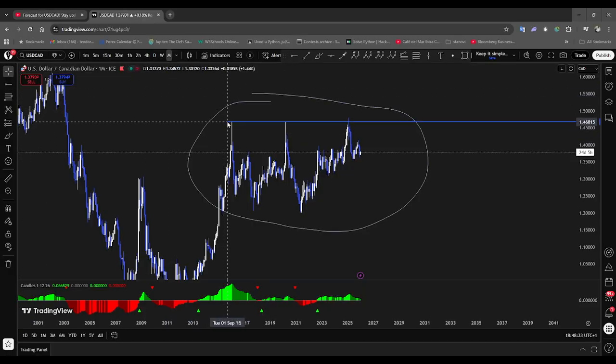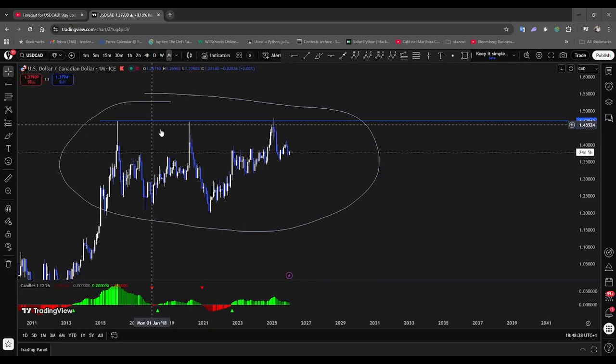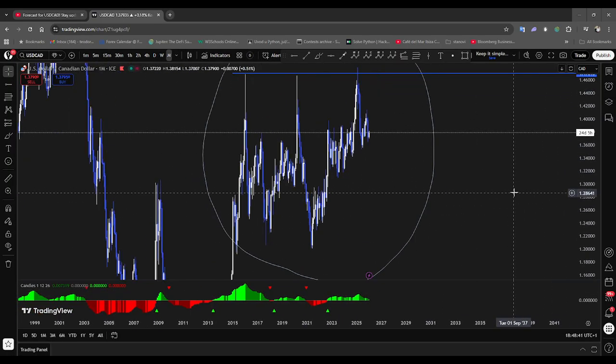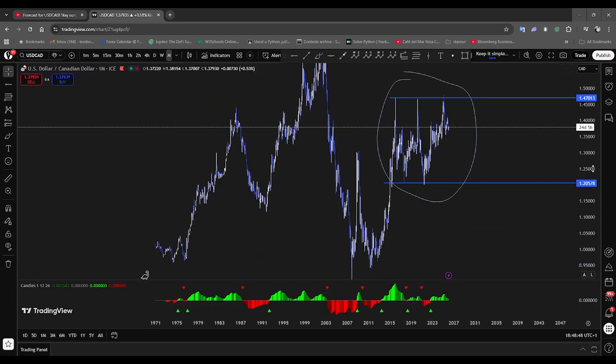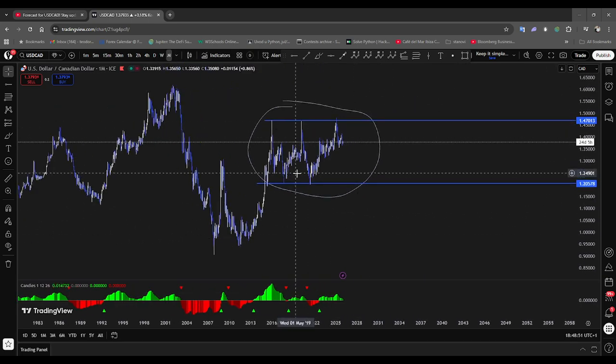And this corrective pattern is potentially a running flat correction. I don't know if you know what a running flat correction is, or potentially an expanded flat correction, it doesn't matter. For now, we have this consolidation within this range, and it started on January 1st, 2016. So you can just calculate how many years this price has been consolidating.